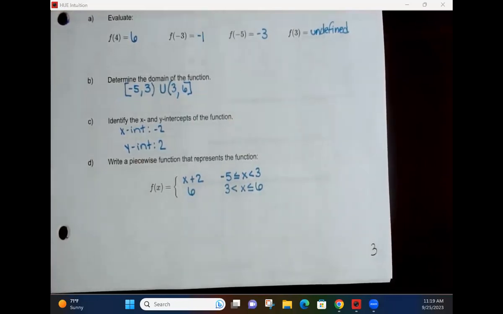I would like you now to try the problem on the next page. It's a different graph, but the same idea. There's some evaluating, give me the domain, give me the x and y intercepts, and try to write that piecewise function. You try the problems on the next page now.